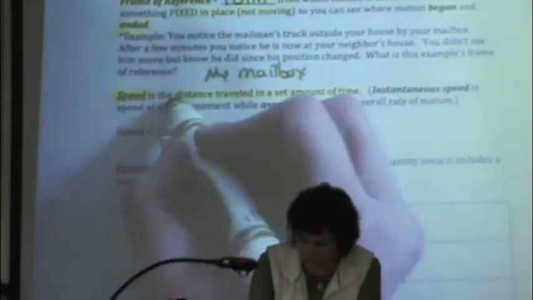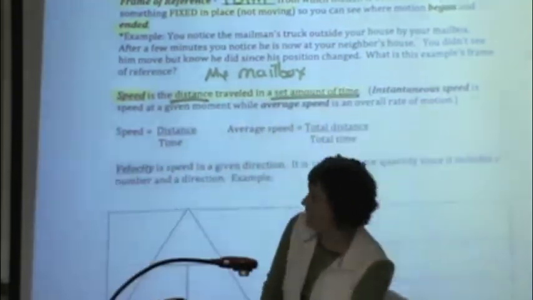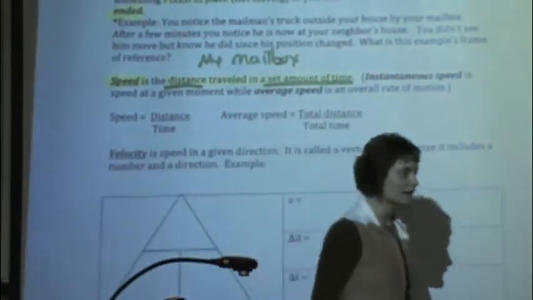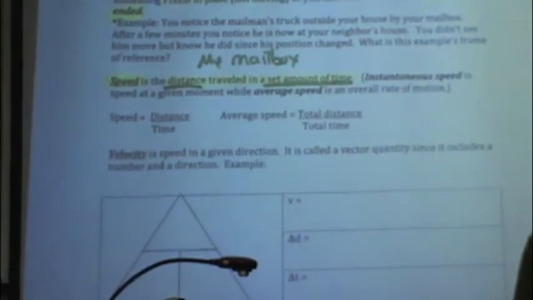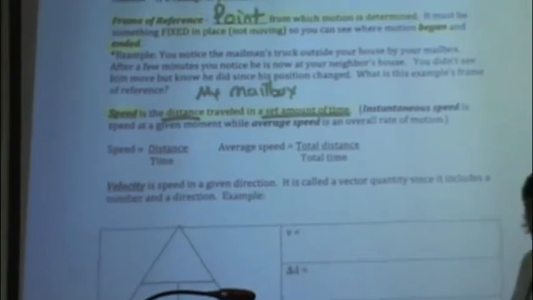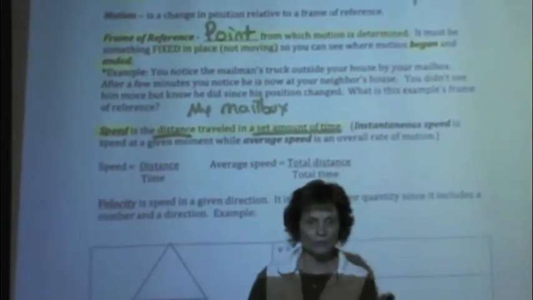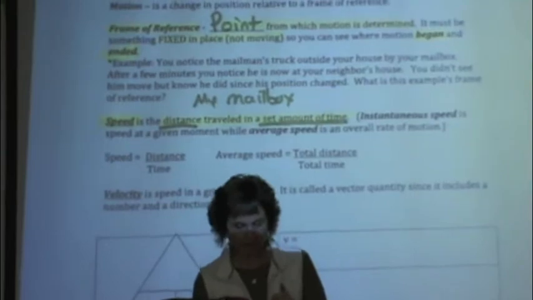So notice, it's distance traveled per set amount of time. So speed can be expressed in miles per hour, centimeters per second, miles per minute. So there's many different units, and what unit you express speed in depends on what unit you had distance in and what unit you had time in.